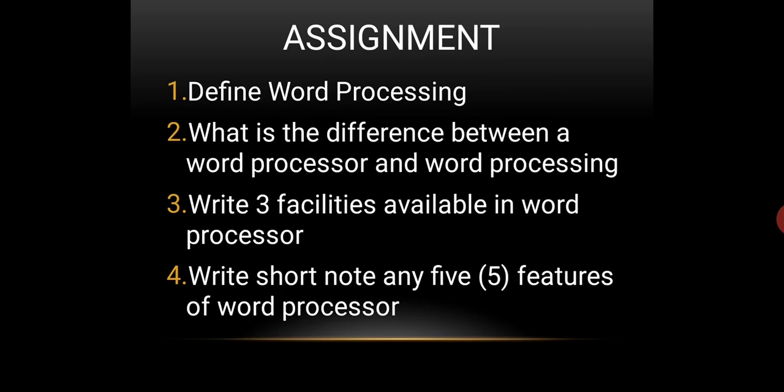Now, the first one, define word processing. I don't expect you to give me exactly what I've given you, so just in your own way, define word processing. Number 2, what is the difference between a word processor and word processing? Number 3, write 3 facilities available in word processor. Number 4, write short notes on any 5 features of word processor.